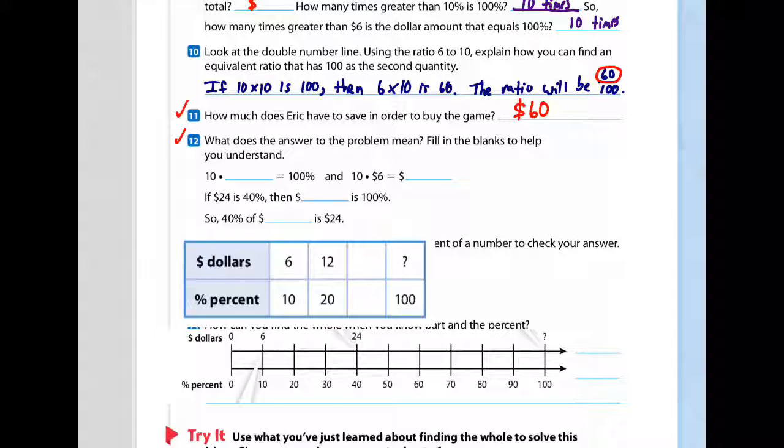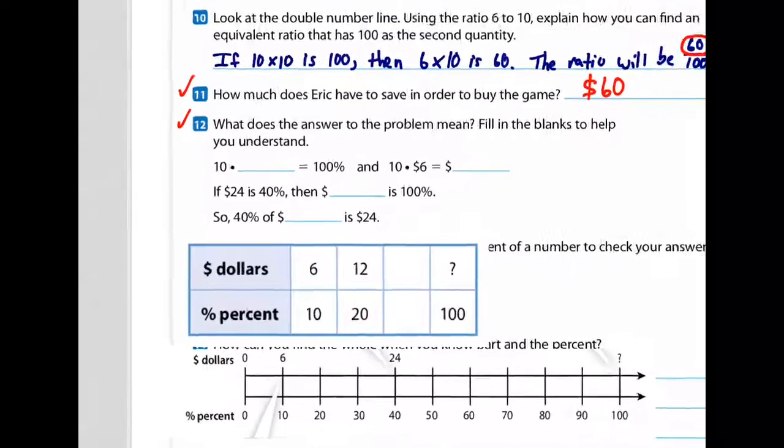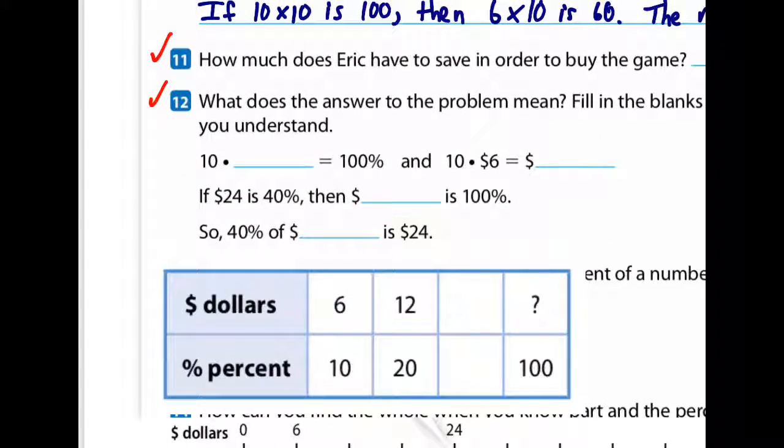12 says, what does the answer to the problem mean? Fill in the blanks to help you understand. So let's see if you were able to fill in these blanks. So first, 10 times 10 is 100. And 10 times $6 is $60. If $24 is 40%, then $60 is 100%. So 40% of what would be $24? Well, 40% of $60 is $24.